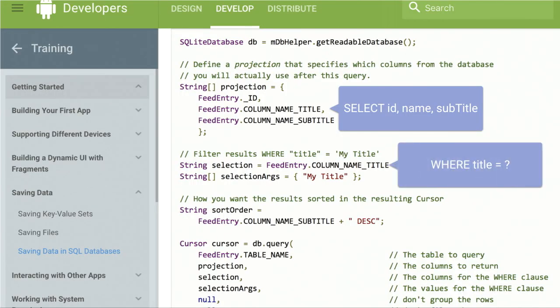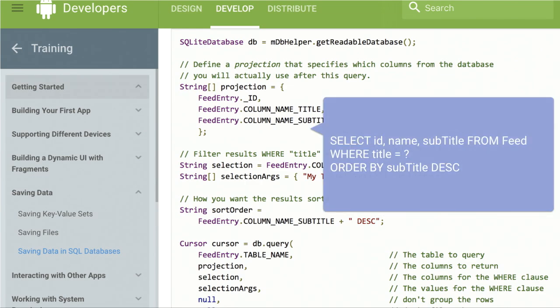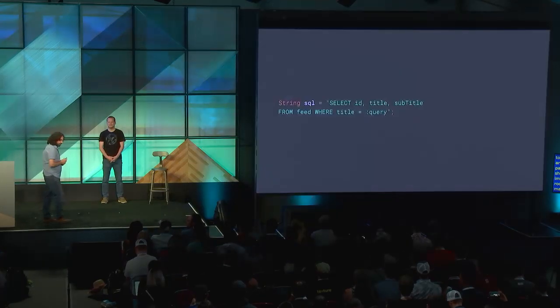So we said, you know what? Let's look at this page. We want to make this better, right? Let's look at this page. It's trying to say, I want to select these columns with this constraint, with this order. So if you look at this, this is a very, very simple SQL query. But it takes a lot of stuff to write it. You even need to define all these constants which are not even visible on this page. So I want to say, OK, there's some room for improvement. And I came up with Room, which is an object mapping library for SQLite.